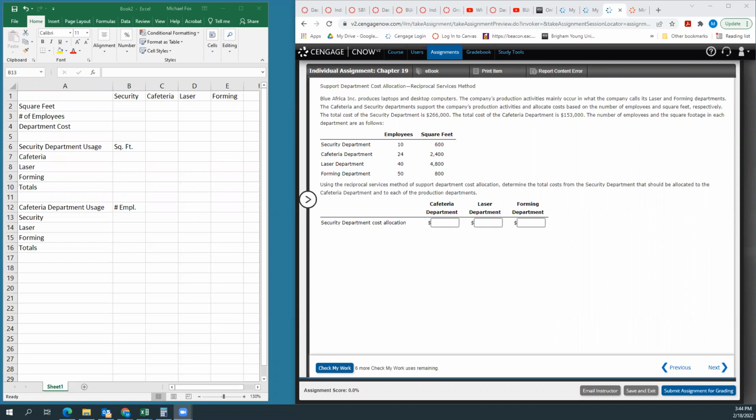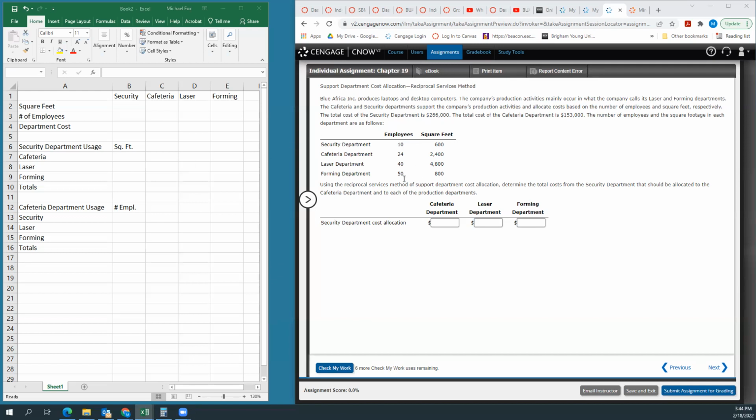So Blue Africa Inc. produced laptops and desktop computers. The company's production activities mainly occur in what the company calls its laser and forming departments. The cafeteria and security departments support the company's production activities and allocate costs based on the number of employees and square feet, respectively. The total cost of the security department is $266,000. And the total cost of the cafeteria department is $153,000.